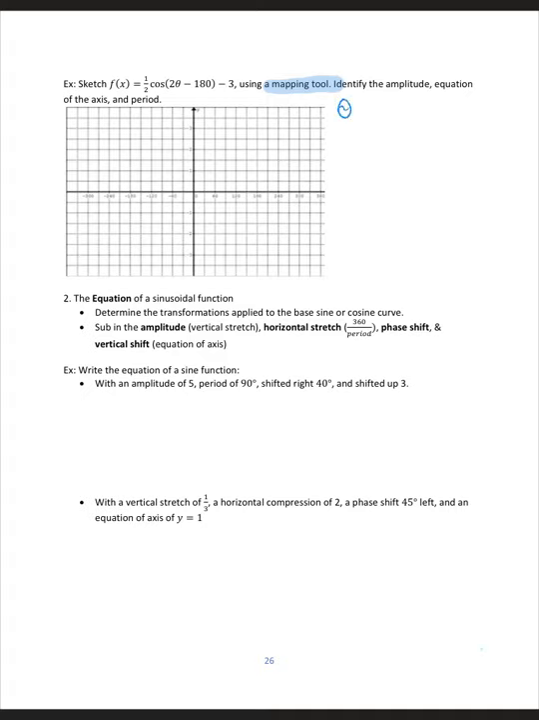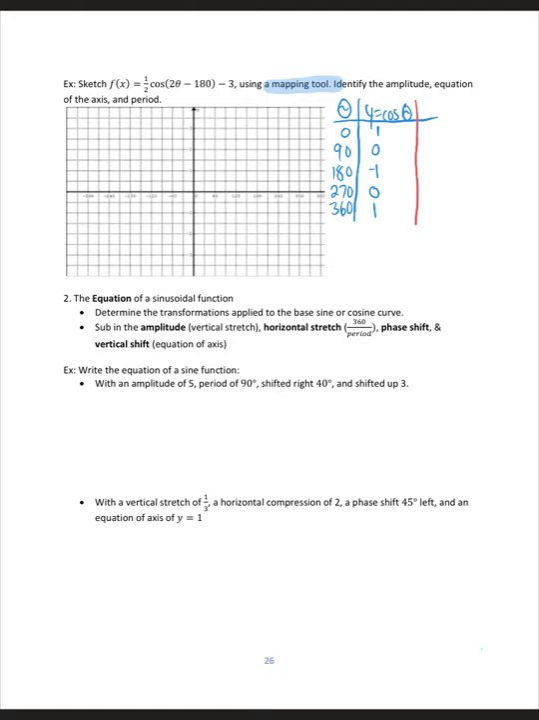So we have our theta, and we have that y equals the cos of theta. So our key points, we've done them lots now, 0, 90, 180, 270, and 360. And remember, our cosine starts at our maximum, goes down to our axis, then down to our minimum, back to our axis, and then back to our maximum. So we need to look at our transformation that's happening here.